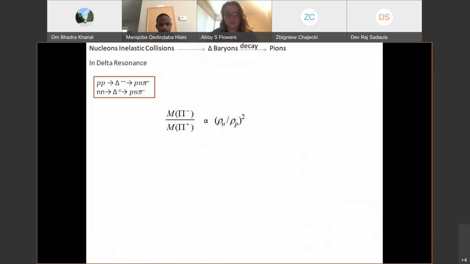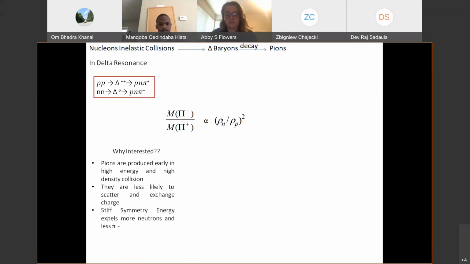From such a collision, we get the delta resonance. That means if proton and proton collide, we get positive pions. If neutron and neutron collide, we get negative pions. And this is the yield, or multiplicity, of the pions. The yield of the pions, according to the delta resonance, is proportional to the square of the density.